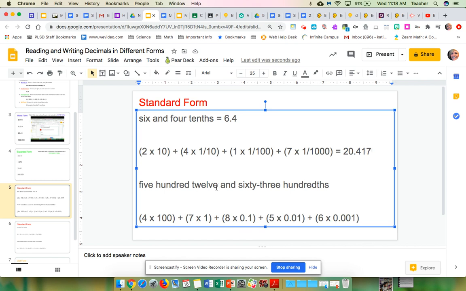All right, you try a couple. Use either your place value chart or the back of your place value chart, and you try writing these. You can pause the video and then come back to me to see how you did.